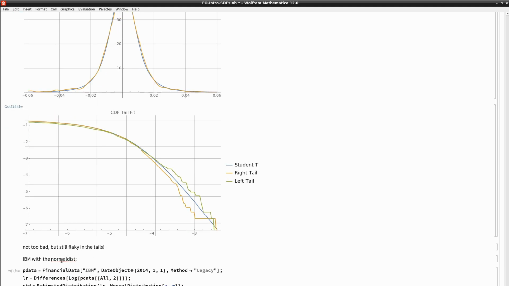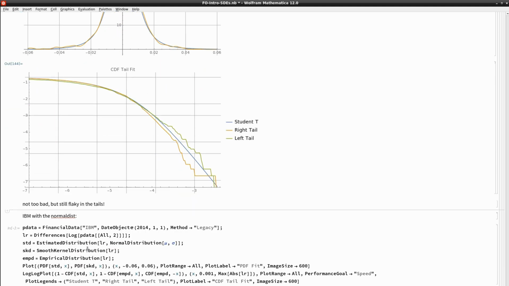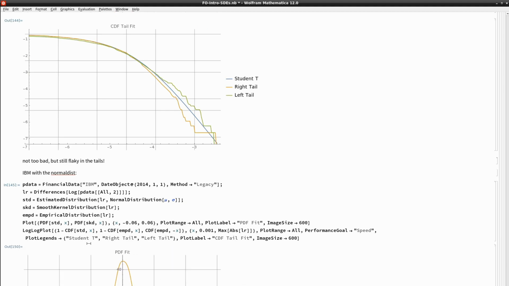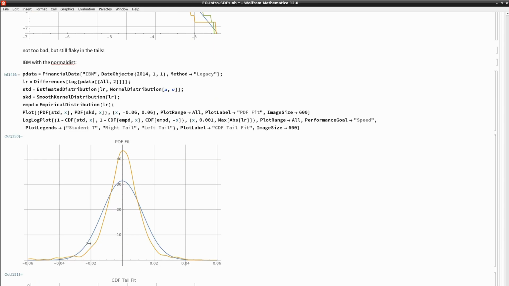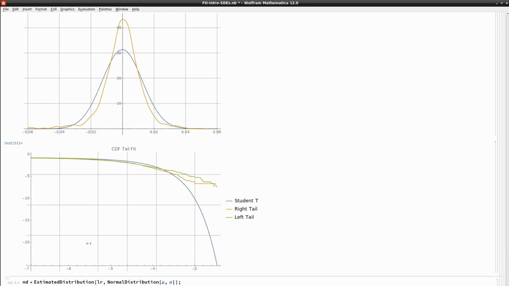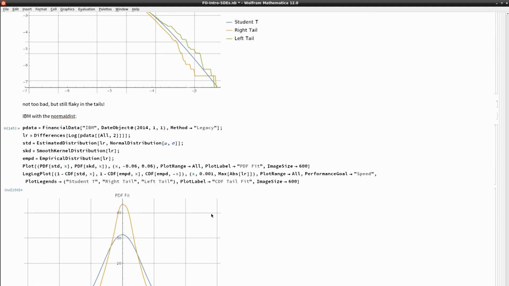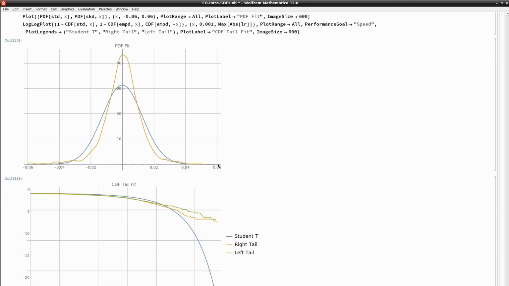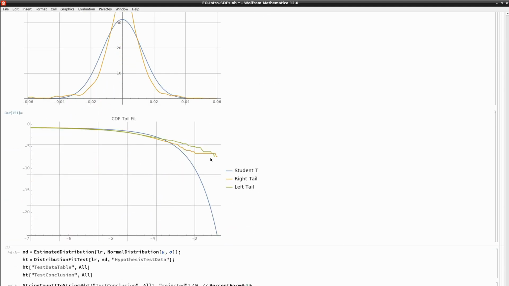So we still get the conclusion that the student T isn't really all that great. But with the normal distribution, well, the fit is even worse, right? Look at this, we really don't get a fit. And the tail fit is even worse. It's pretty bad. At least here we see that green and orange are coming down towards the x-axis, and here with the normal distribution, the difference is getting absolutely massive.